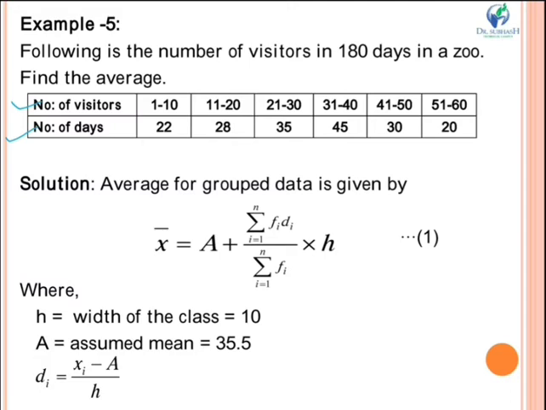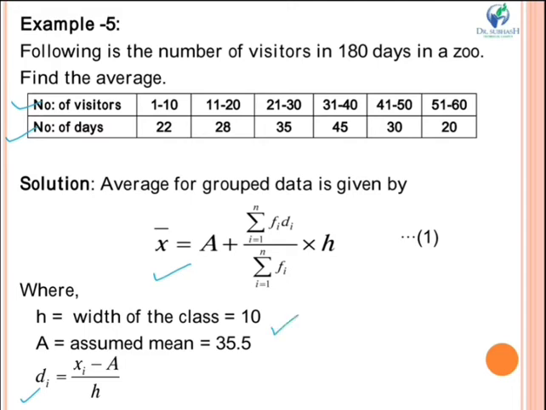So first we need to find xi because we need xi to find our di. First we write the formula of the mean when a class interval is given to us. The formula is x bar equal to a plus summation fi di upon summation fi, into h. Here h is the width of the class, that is 10. We get that from the class intervals: 1 to 10, 11 to 20, 21 to 30. So there is a difference of 10, 10. Okay, so h is equal to 10.